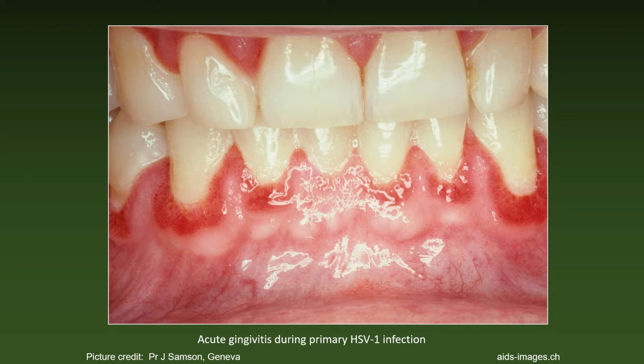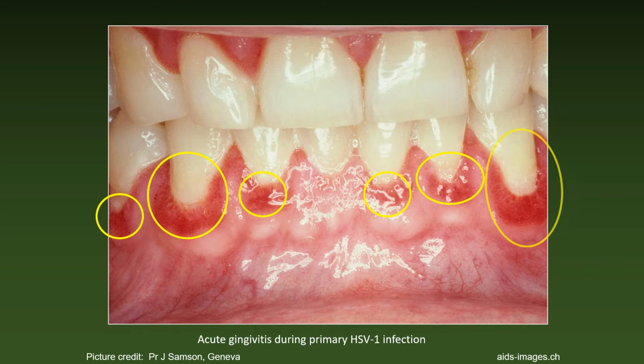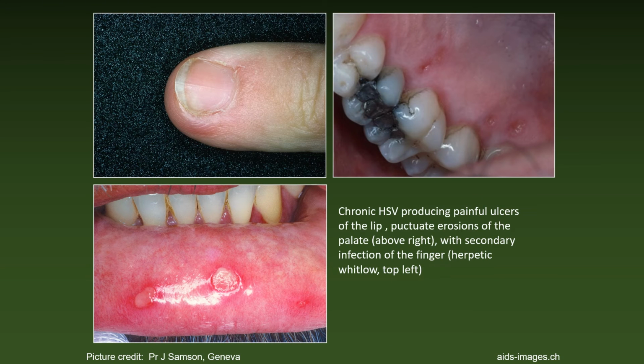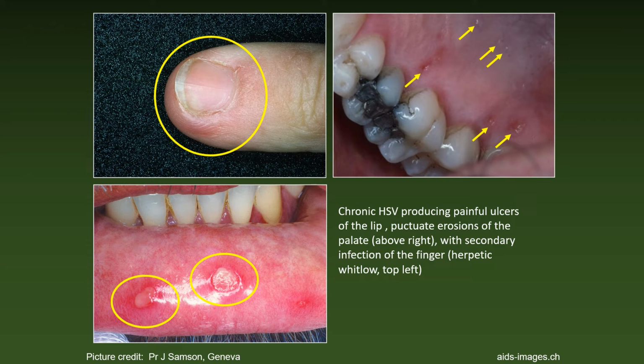Acute gingivitis during primary HSV1 infection. Herpetic stomatitis can be seen in children and young adults without immunosuppression. Chronic HSV producing painful ulcers of the lip, punctate erosions of the palate, with secondary infection of the finger. This is called herpetic whitlow.